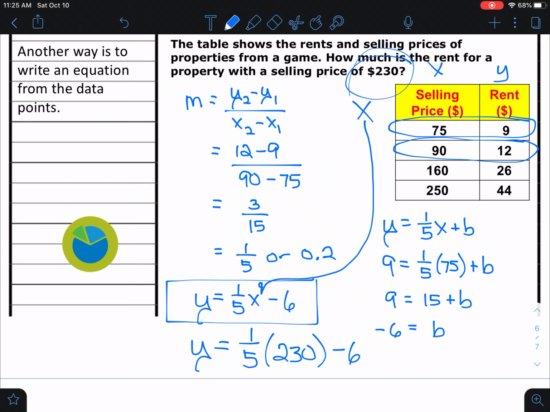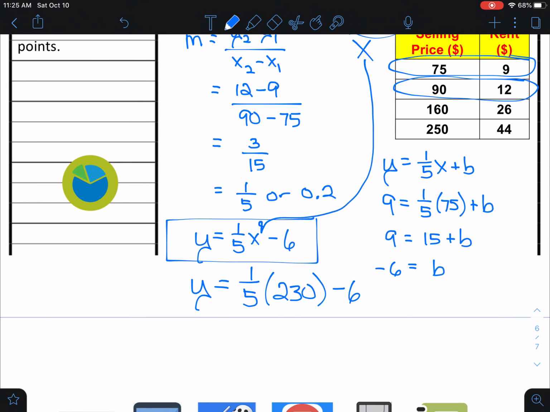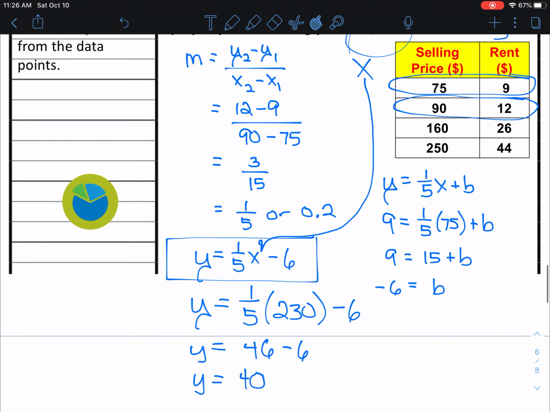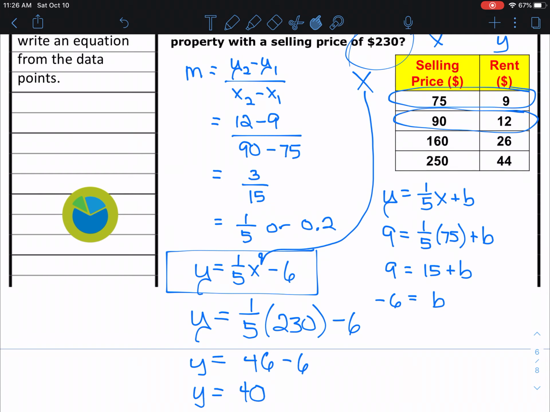And notice all I'm doing then is just figuring out what that equals. So I'm going to go ahead and plug that in. So 1/5 times 230 is 46. So I have y equals 46 minus 6, which is 40. Okay, so now in this case you can see here y is rent, and that's in dollars. So this is really $40 would be the rent.